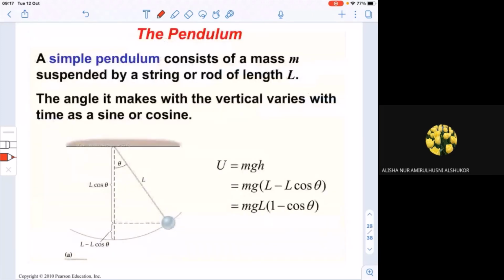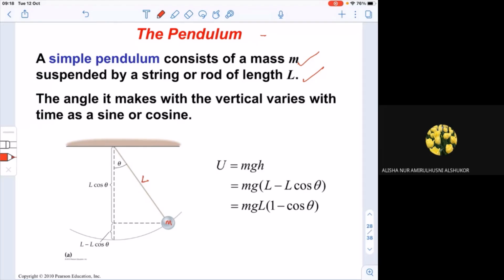Okay, now let's look at the pendulum. A simple pendulum consists of mass M suspended by a string or rod of length L. Remember, the one that you did in your simple harmonic motion experiment is the simple pendulum, where you have a mass suspended by a string of length L. So this is length L and this is the mass.